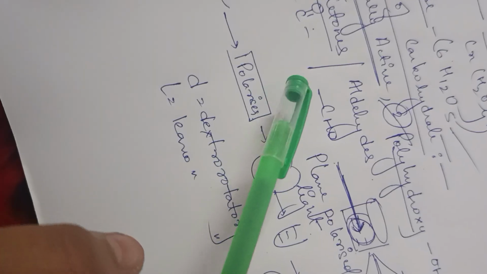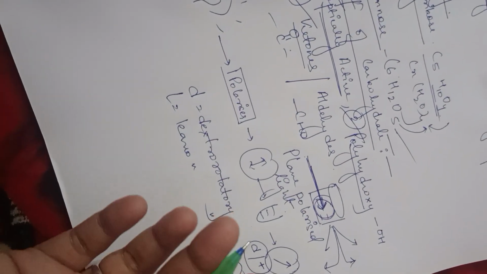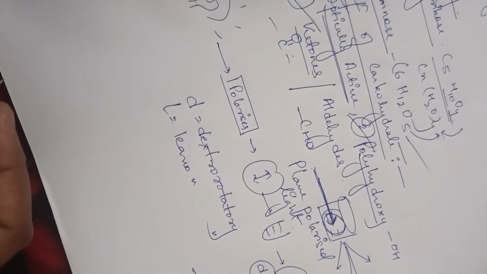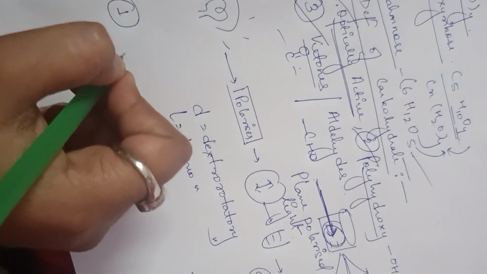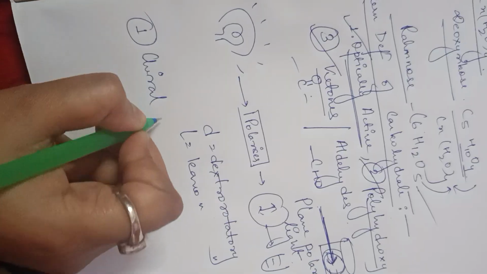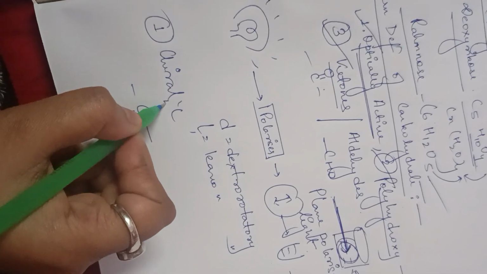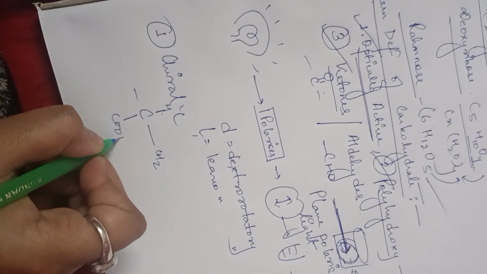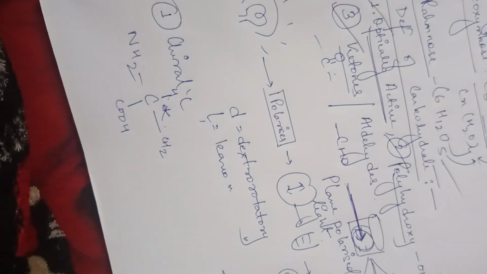Now, the criteria for a compound to be optically active. You have understood what optical activity is, but how can you prove the optical activity of a compound, why the compound is optically active. If the compound is optically active, then it has a chiral carbon. So what is a chiral carbon? It has four different groups. Suppose like this, all four are different. So this is a chiral carbon.